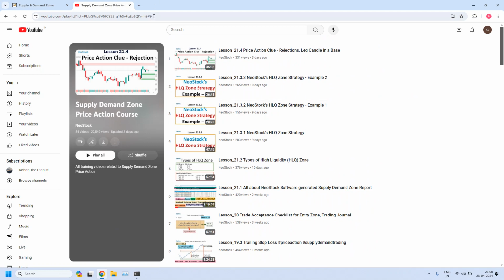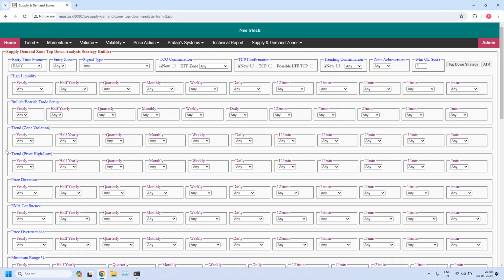Now let's get into the report generation. The first report we are going to generate is the bullish trade setup for daily income trade. In daily income trade, the entry time frame is 15 minutes, so I am selecting the entry time frame 15 minutes. For bullish trade setup, the entry zone should be demand zone. And also in bullish or bearish trade setup, in 15 minutes time frame, I am selecting the value bullish. That means we need to generate bullish trade setup reports.